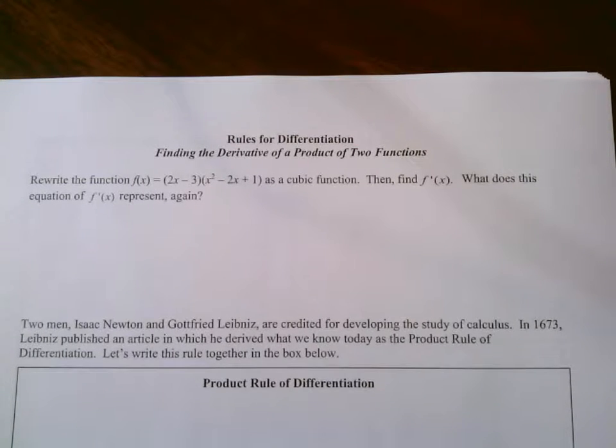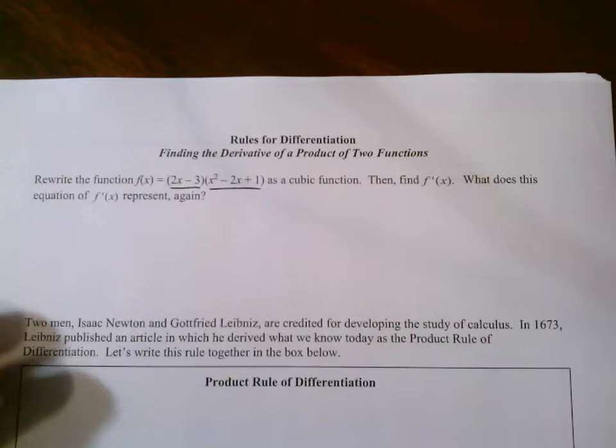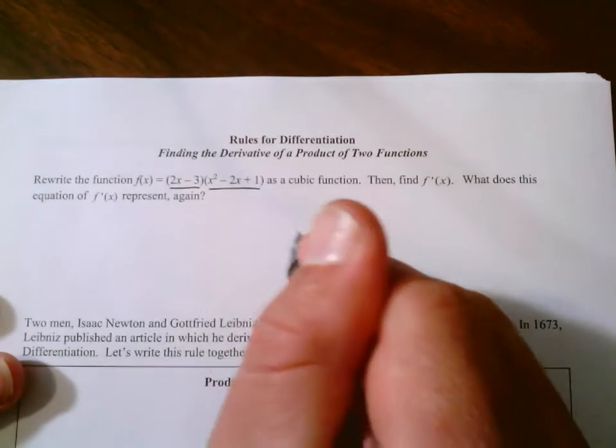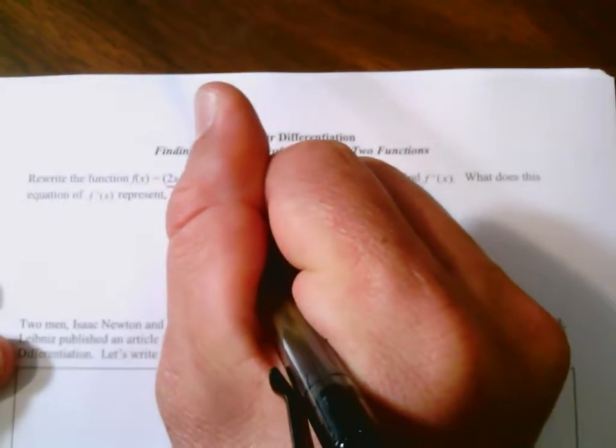The product rule of differentiation. So first they're going to make us multiply these two functions together like we've done through the power rule, and then take the derivative. So just to show that we get the same thing.